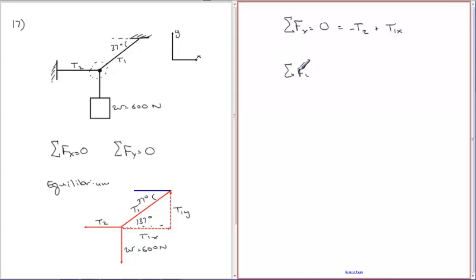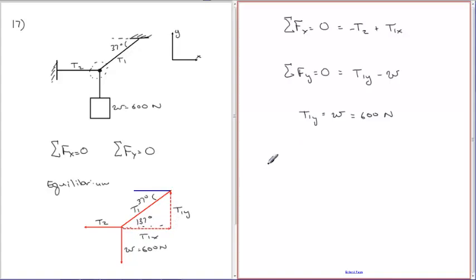The sum of the forces in the y direction is also equal to 0. So let's see what we have. We have this force pushing down and this force pulling up to balance it. So in the positive y direction, we have T1y, and in the negative y direction, we have W. So from the second equation, we can solve for T1y. That's going to be equal to W, and W is 600 newtons. So that's this component of one of the unknown forces.